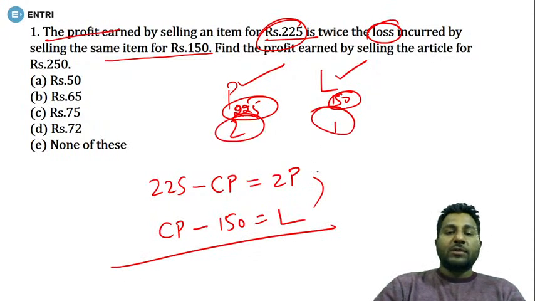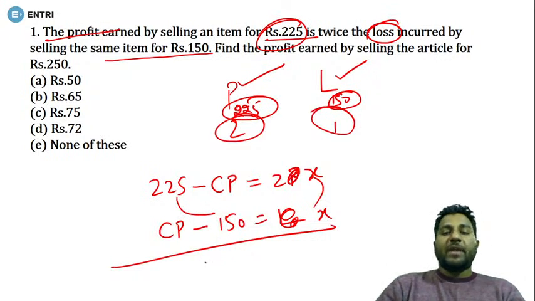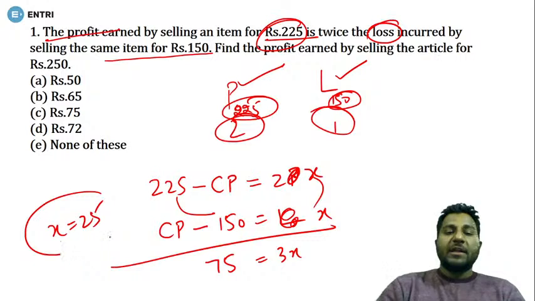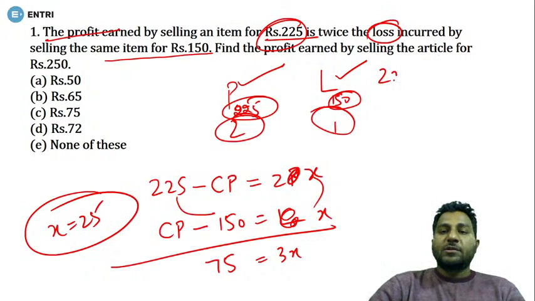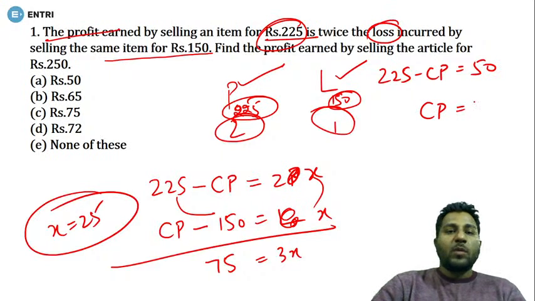Profit can be written as 2x and loss can be written as x. When you add both the data, you will clearly see the difference between 225 and 150, and you will get 75 equals 3x. So the value of x is 25, which means the cost price must have been 175. Find the profit earned by selling the article. So the profit is 50, not 75.